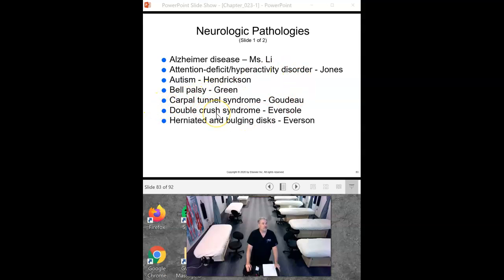Miss Eversole, double crush syndrome, which I just kind of alluded to, actually. Yes, hello. I'll get to my notes. So, double crush syndrome. There wasn't too much in the book about this. There's not a lot to say about it. It's just tell us what it is. Yeah, so it's a compression at 1 or 2 locations along the peripheral nerve. Is that how you say it?